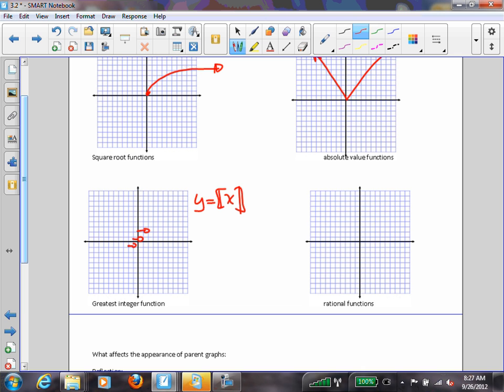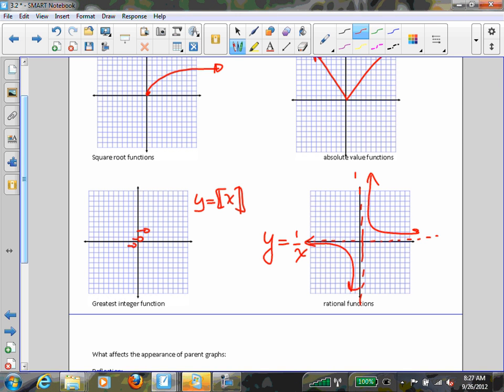All right, the last one is your rational function, y equals 1 over x. Here we have asymptotes on the x and the y-axis, and so when we start adding and subtracting things, those asymptotes are going to shift, okay? And when we start multiplying by things, the wideness and the narrowness of our shape will change also. But currently, the parent function looks like this in quadrants 1 and 3. We know that if it's negative, where would they flip to? 2 and 4.